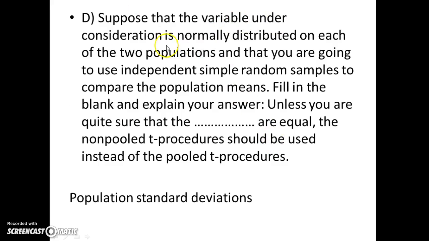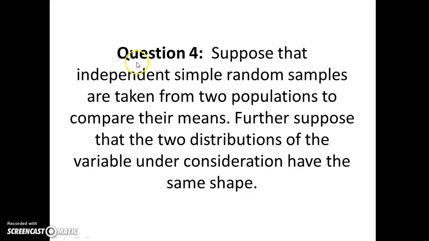Suppose that the variable under consideration is normally distributed on each of the two populations, and you're going to use independent simple random samples to compare the means. Let's fill in the blank. Unless you are quite sure that the population standard deviations are equal, we use non-pooled instead of pooled t procedures.